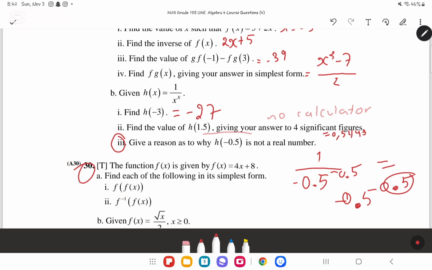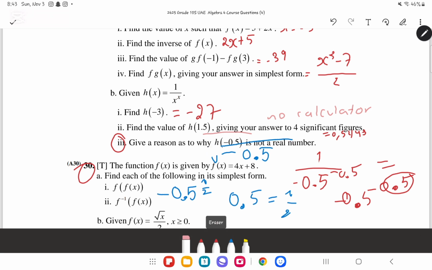Now 0.5 is the same as writing 1 over 2. So it's the same as writing minus 0.5 to the power of 1 over 2. And you know, if we have a fraction as a power, we can replace it by a radical. So then we will get the radical of minus 0.5. You can put a 2 here, but it's not necessary. Usually it's invisible.